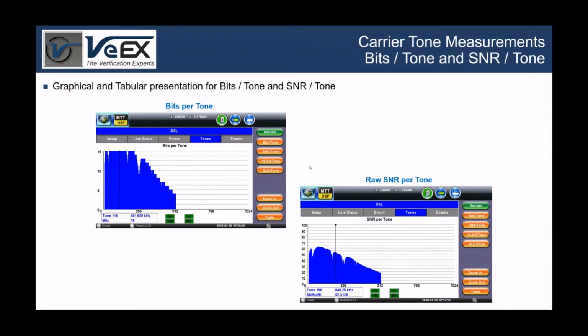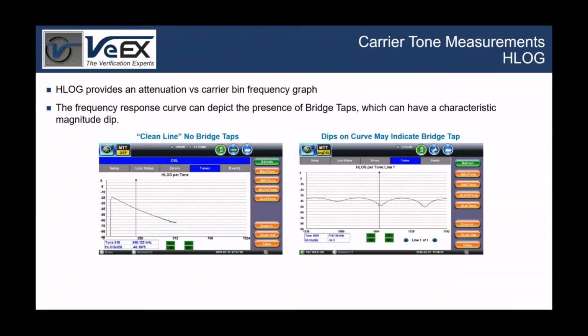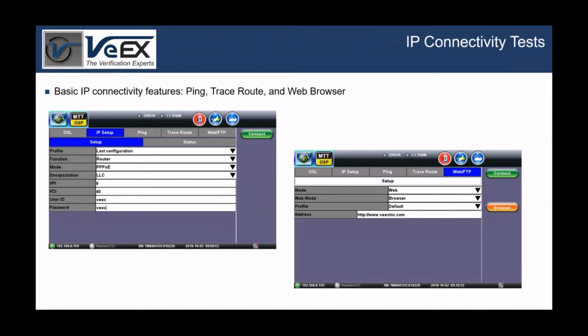For the carrier tones, there are nice graphical presentations for bits per tone, SNR per tone, H-log, which is essentially an insertion loss frequency response curve. This is powerful in that it can show the presence of bridge taps if the insertion curve is not smooth and there are dips. And lastly, for DSL, we have basic IP connectivity test to support ping, traceroute, and web browser.